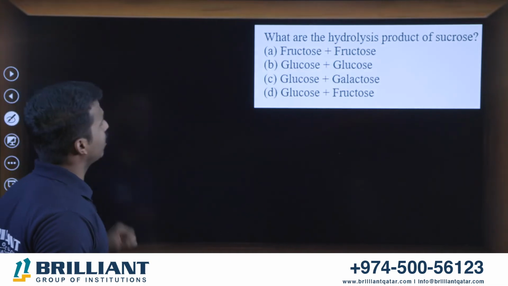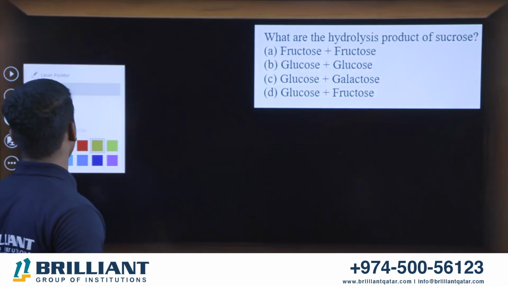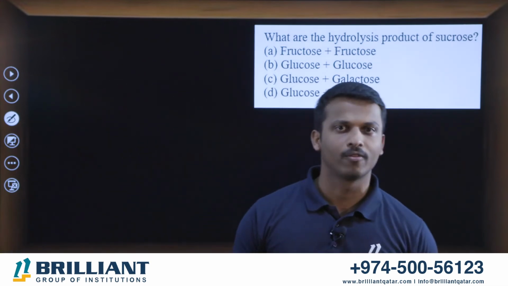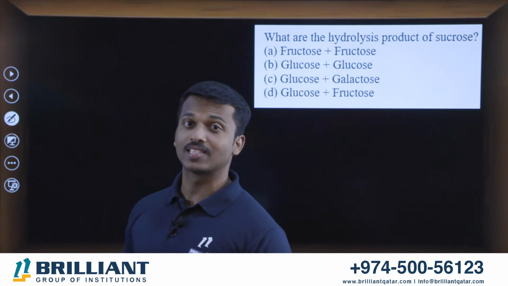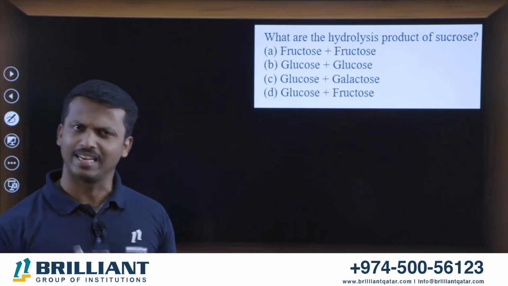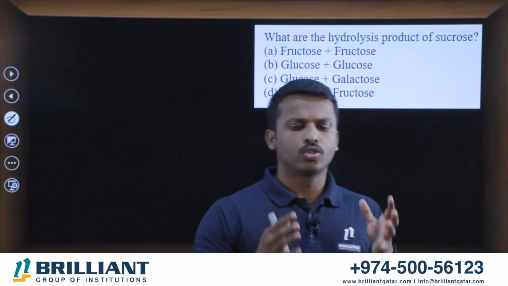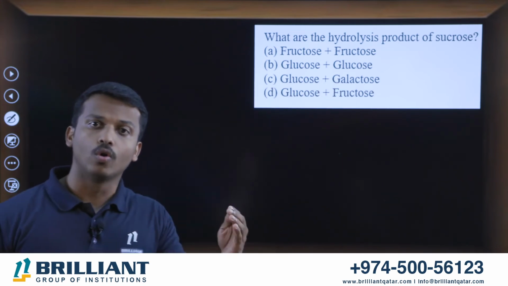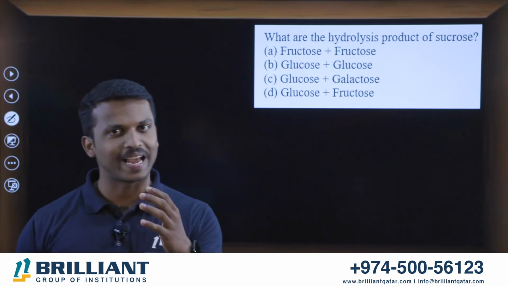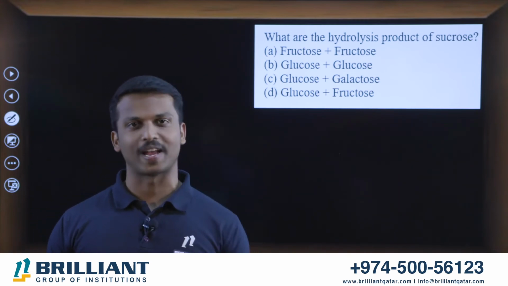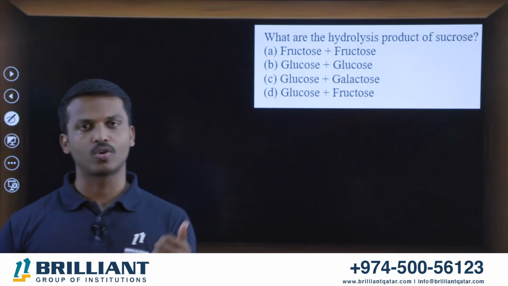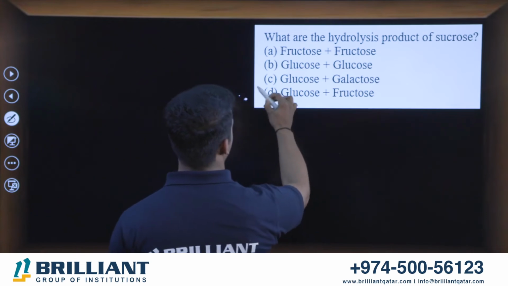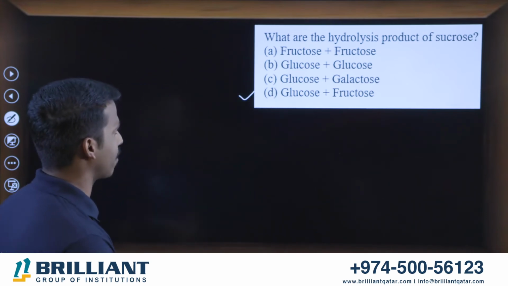What are the hydrolysis products of sucrose? Dear students, we may have studied the laboratory preparation of glucose, right? From sucrose. Sucrose is C12H22O11. It is a disaccharide. When you dissolve sucrose in water in the presence of an acid, it will give you glucose and fructose. Sucrose is a disaccharide, so it should give two monosaccharides. What are the two monosaccharides? One glucose and one fructose, right? Option D can be the correct answer.